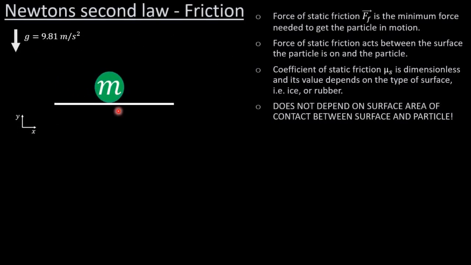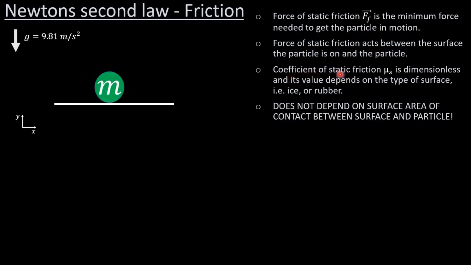So friction. The force of static friction, F sub small f, okay, so that is the force of friction, is the minimum force needed to get the particle in motion. The force of static friction acts between the surface the particle is on and the particle. So there is the surface that the particle is on, and there's the particle itself.